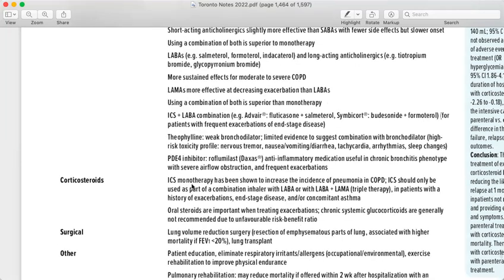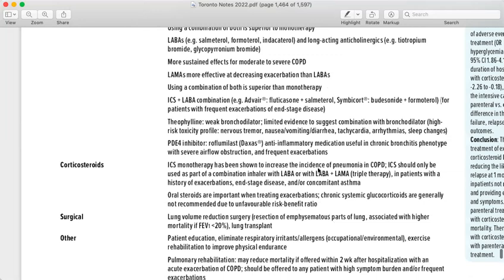Inhaled corticosteroid monotherapy has been shown to increase the incidence of pneumonia. So that's why we stop where we are not sure, and we don't need to give a COPD person a corticosteroid because it increases the risk of infection, because the air is trapped inside, sputum is trapped inside. So the infection could be worsened. Inhaled corticosteroids should only be used as part of a combination inhaler if necessary, otherwise not.